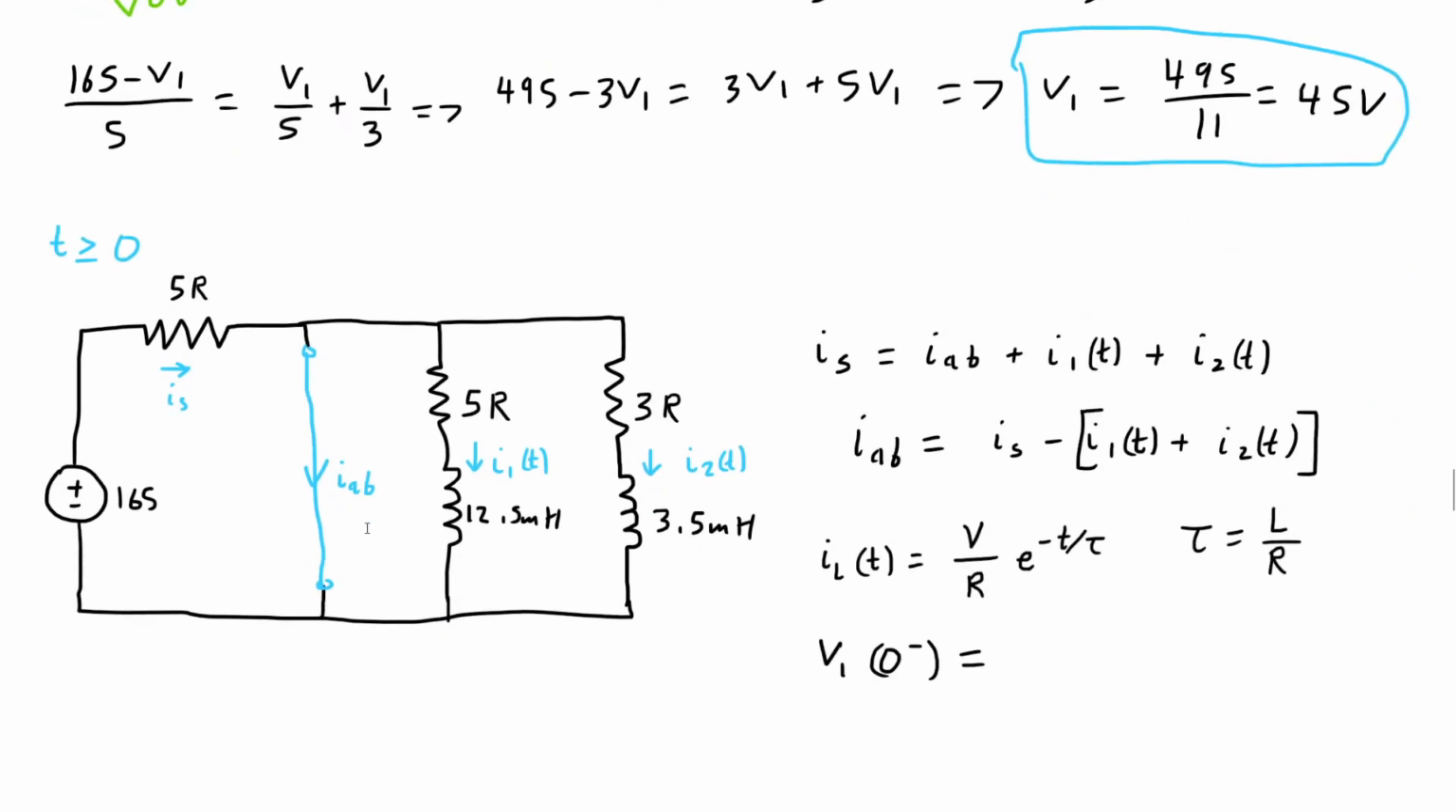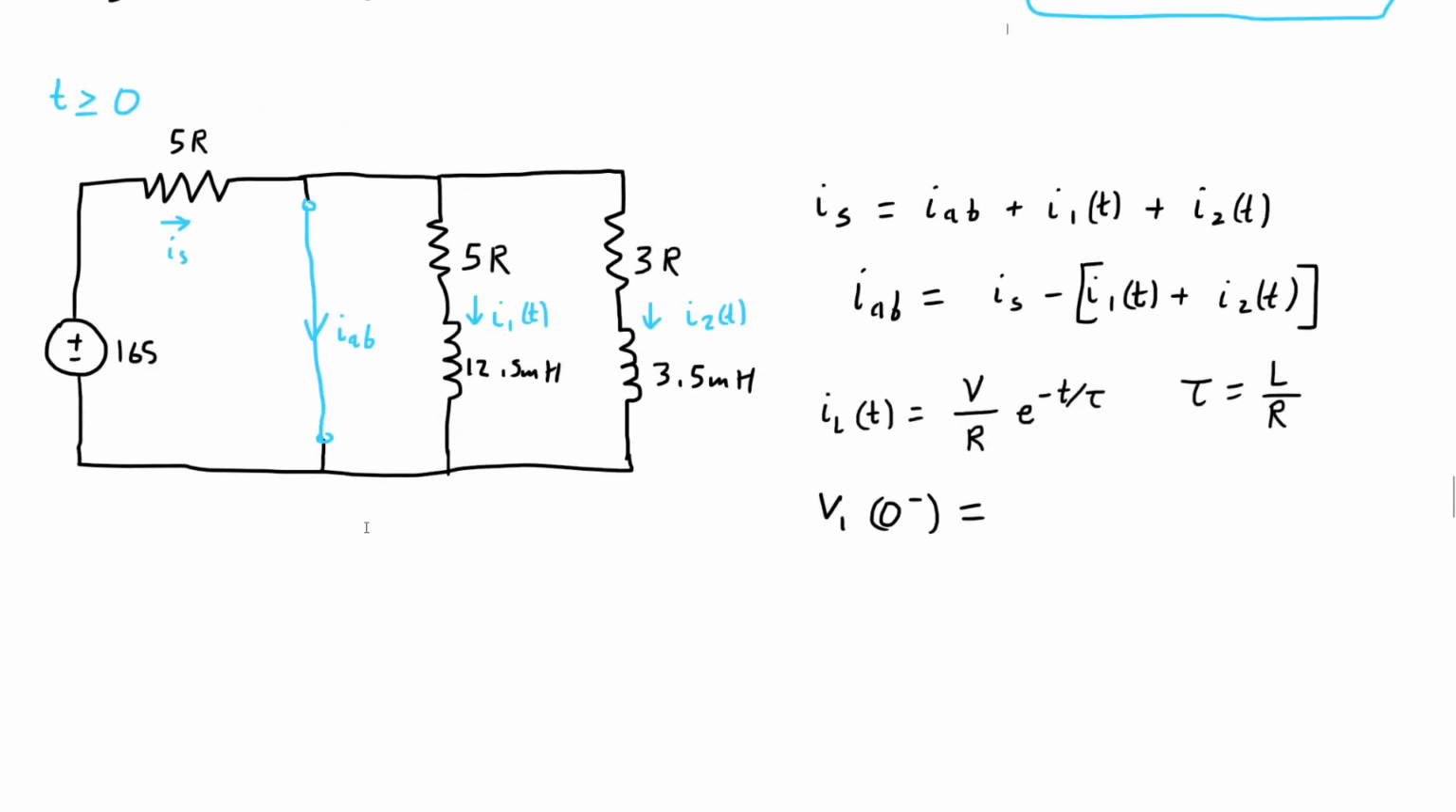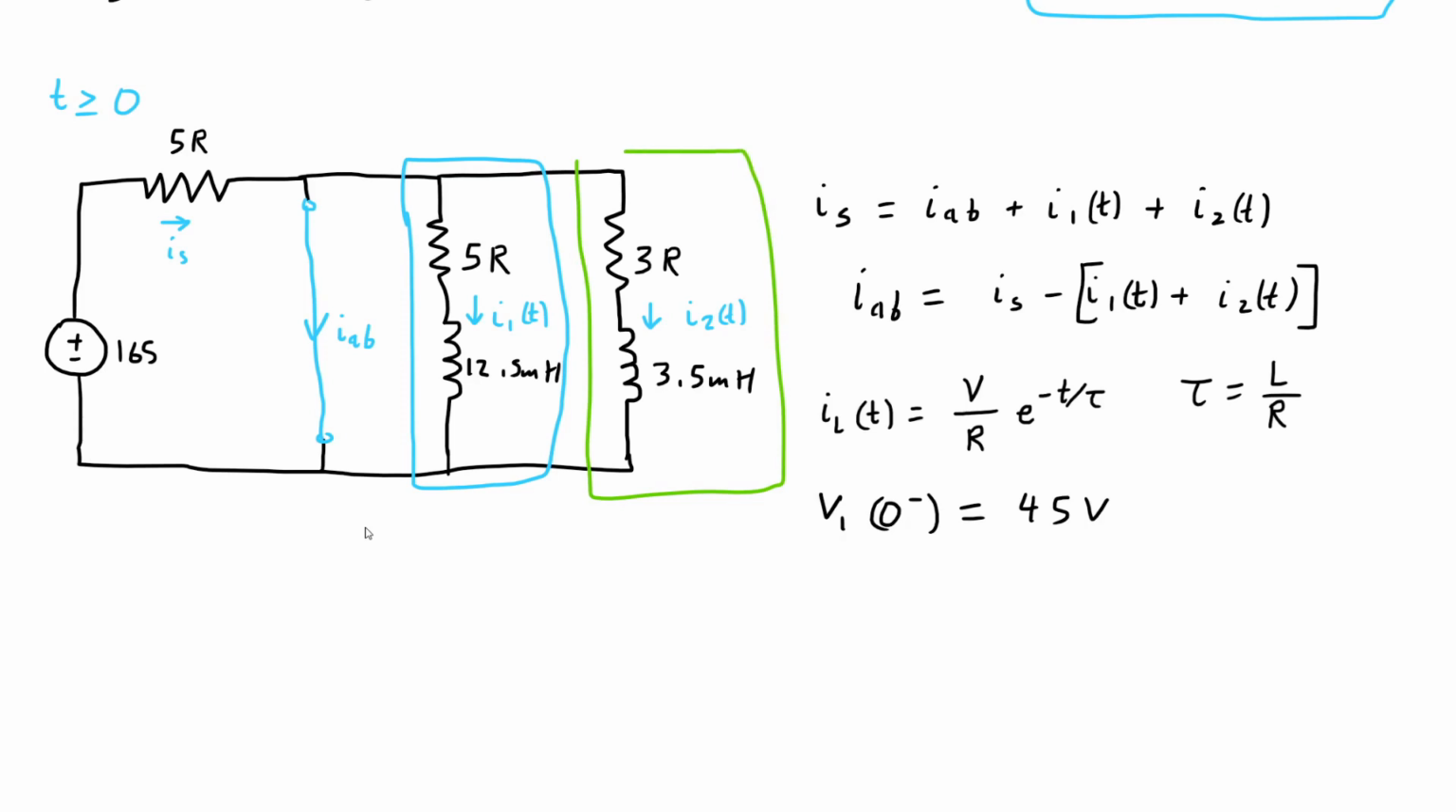Now we're going to use that information to determine what happens after the short happens. So I'm going to go ahead and write in what our V1 0 minus was, 45 volts. We're going to consider each inductor in its own little box, so to speak. Consider its behavior independently. So I'll put this one in green and this one in blue to make it clear which of the two different ones I'm working on.